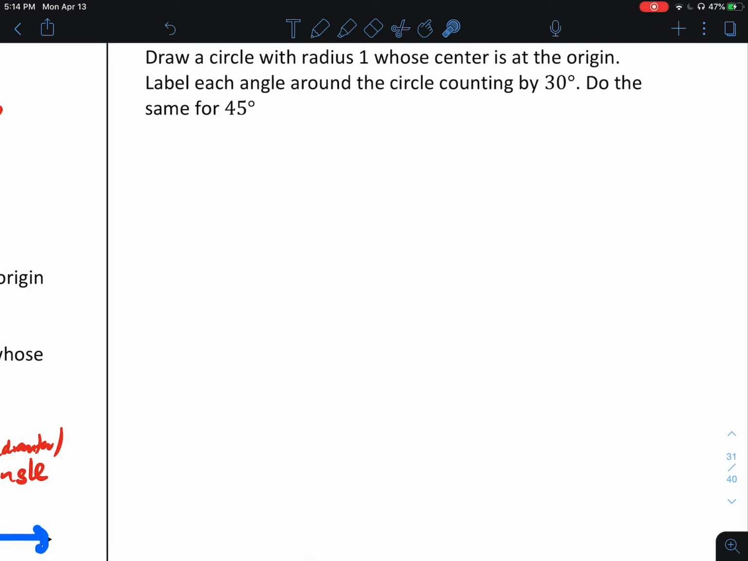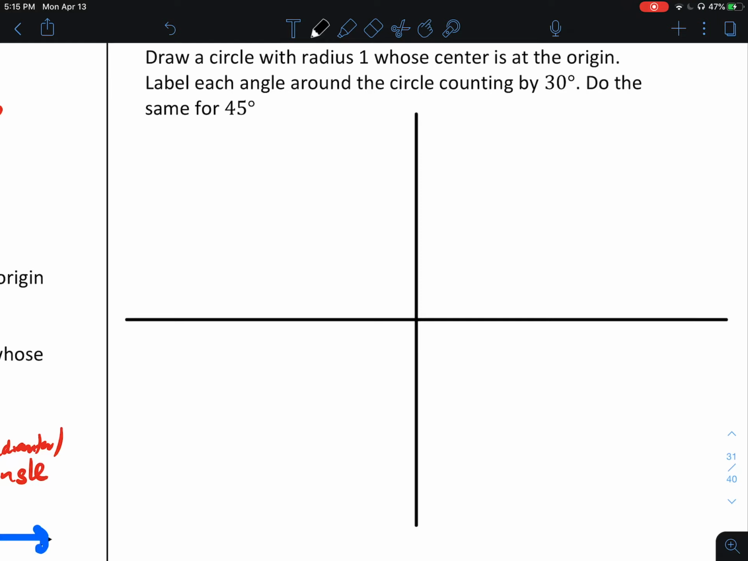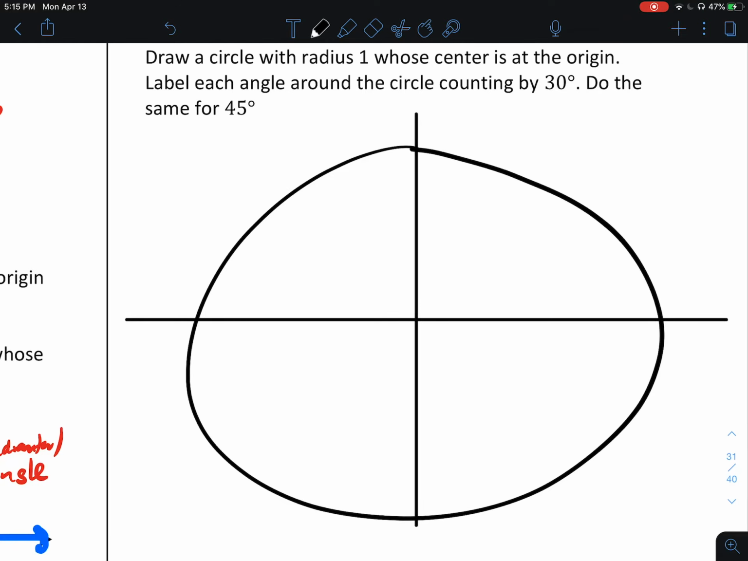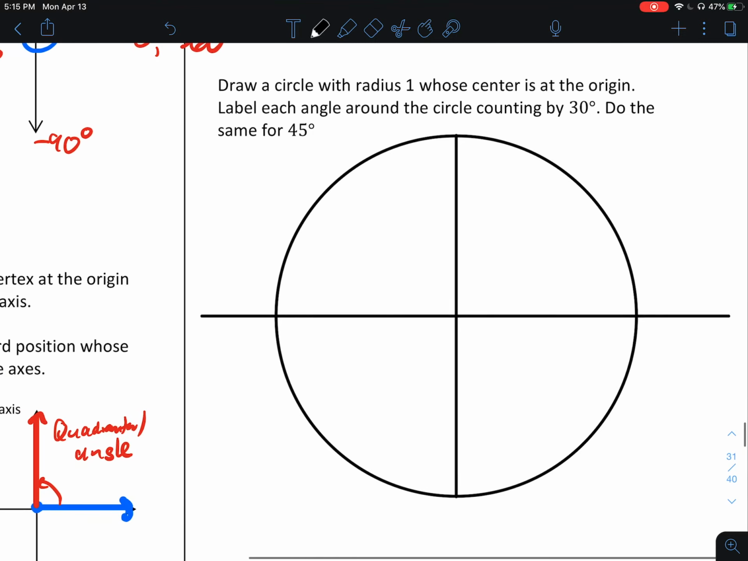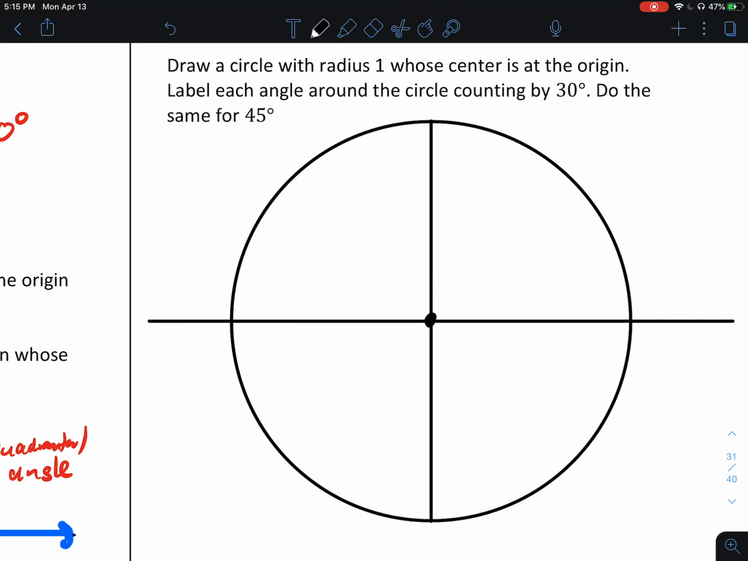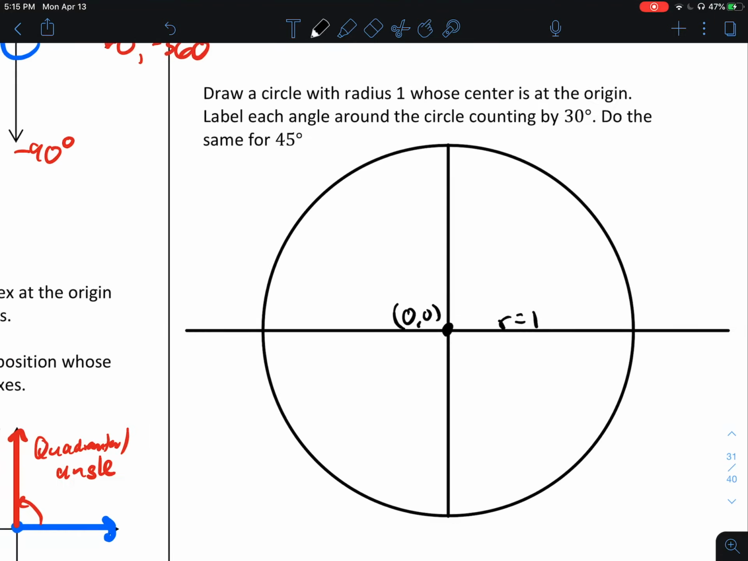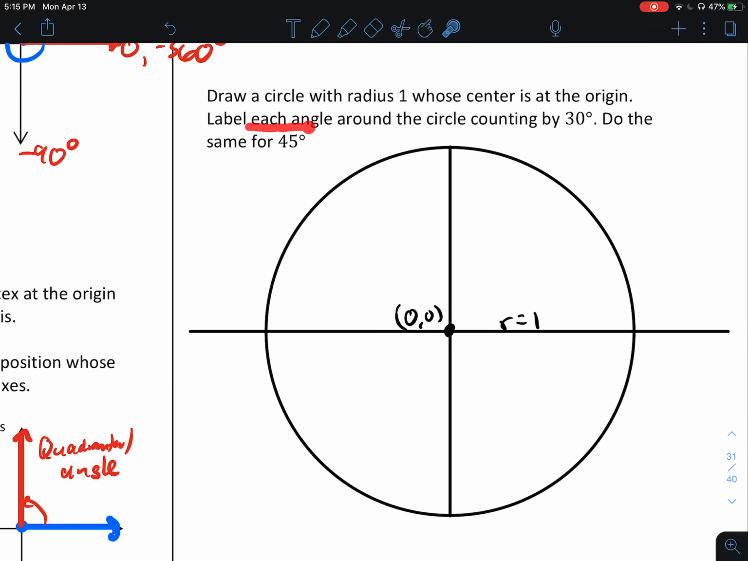Draw a circle with radius 1 whose center is at the origin. Let's do that first. Here's a y-axis, here's an x-axis, and here's my circle. So the center is at the origin, and it says the radius is 1. Then label each angle around the circle counting by 30 degrees and then do the same for 45 degrees.